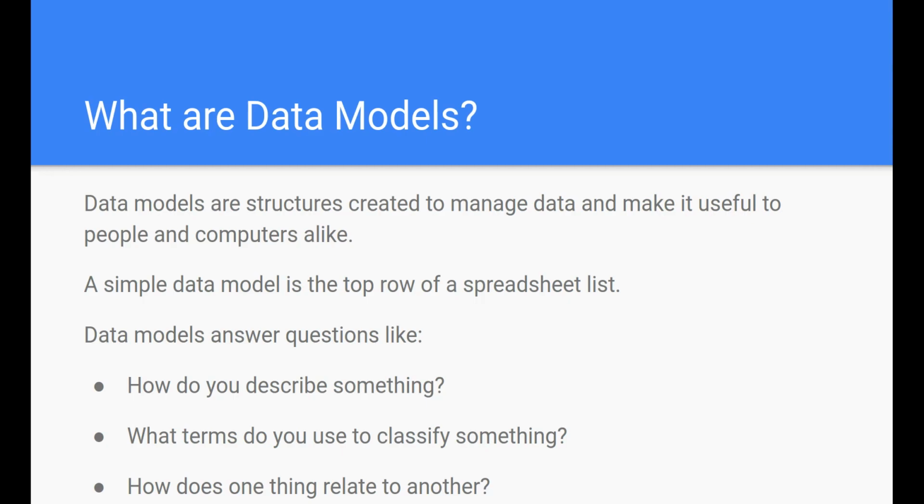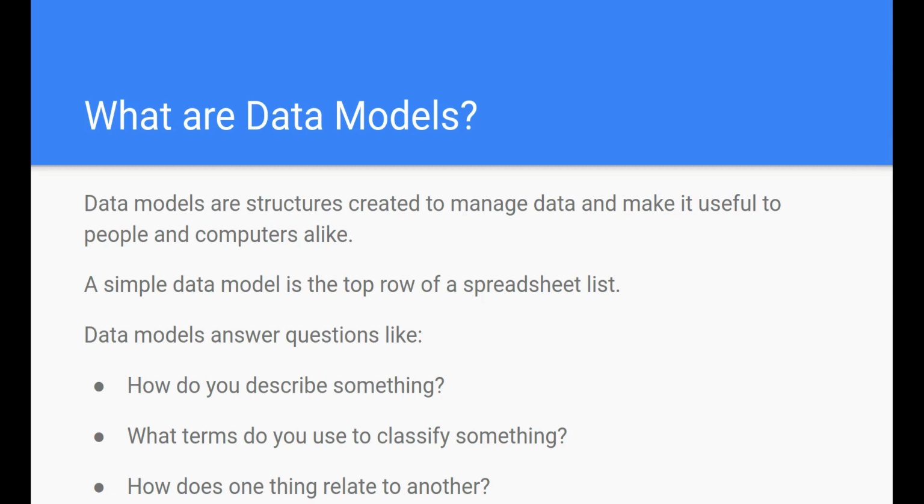One. Data models. What are data models? Data models are structures created to manage data and make it useful to people and computers alike. A simple data model is the top row of a spreadsheet. That top row is basically answering the question: what are we describing?